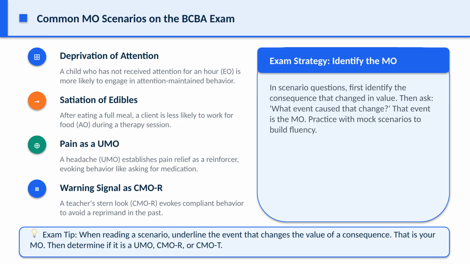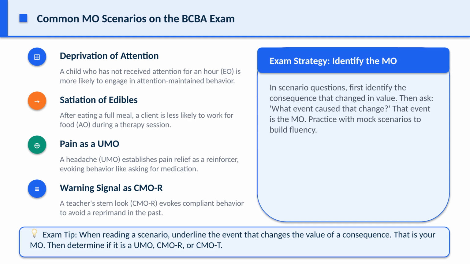For instance, a child deprived of attention for an hour experiences an establishing operation, EO, making attention more valuable and evoking attention-maintained behavior. Conversely, after a full meal, a client is in an abolishing operation, AO, for edibles, reducing their effectiveness as reinforcers during therapy.